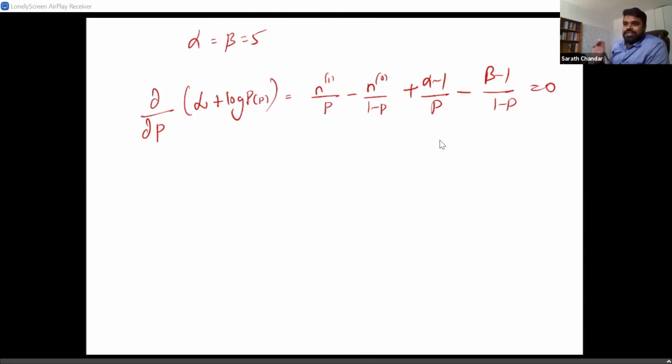Now we just need to simplify this. We are going to get a value for P. So it's n1 plus alpha minus 1 over P is equal to n0 plus beta minus 1 over 1 minus P.